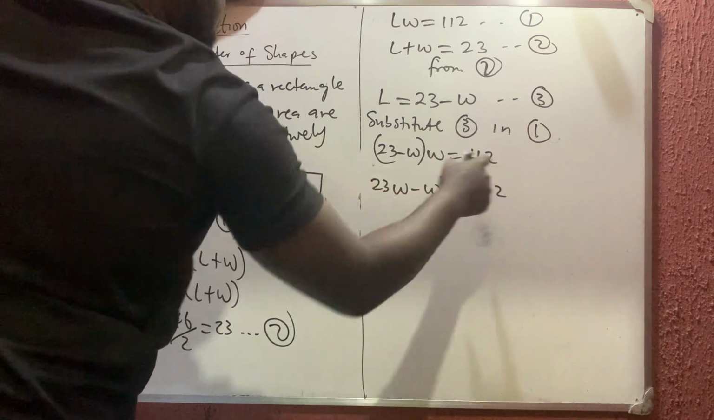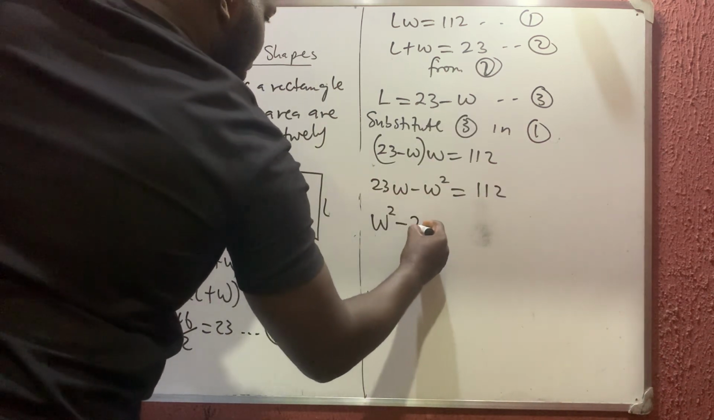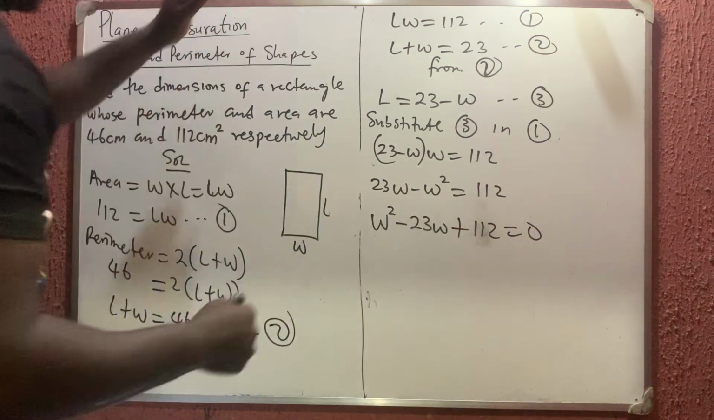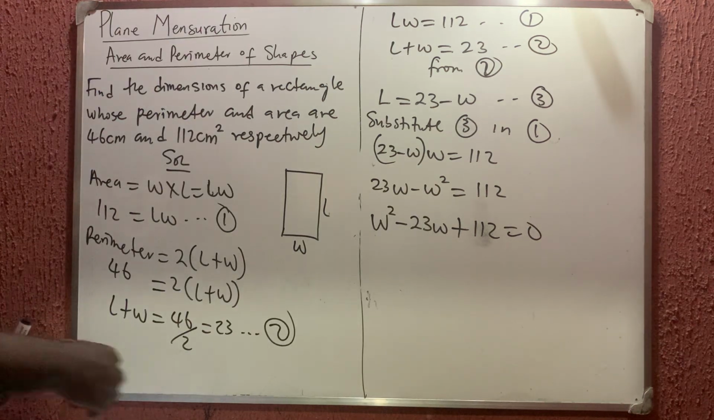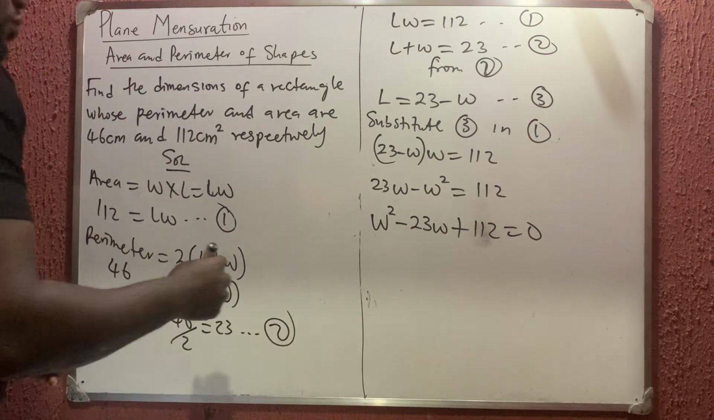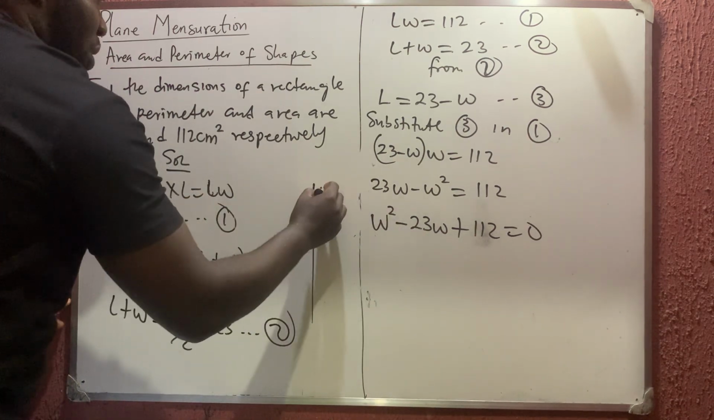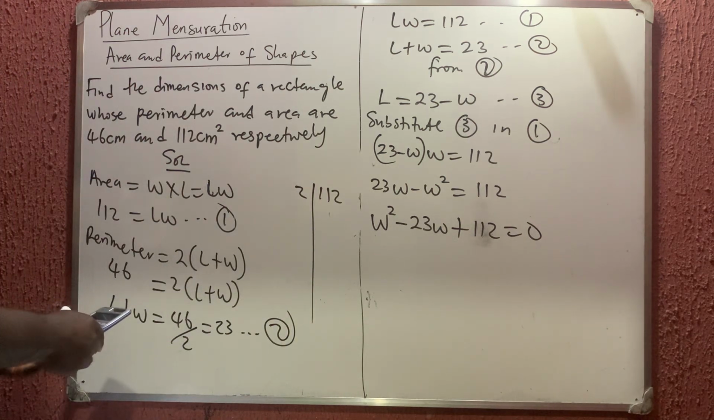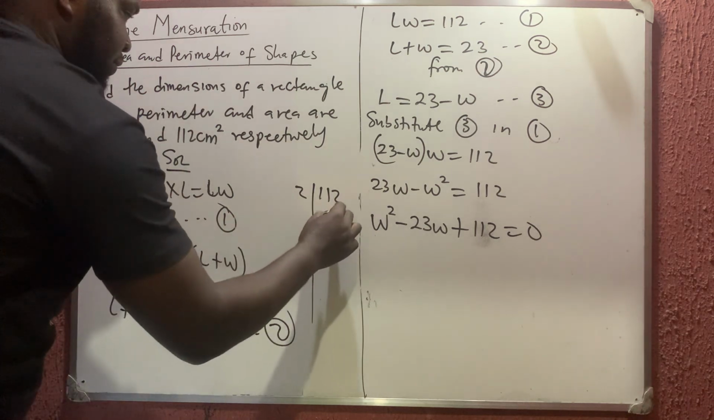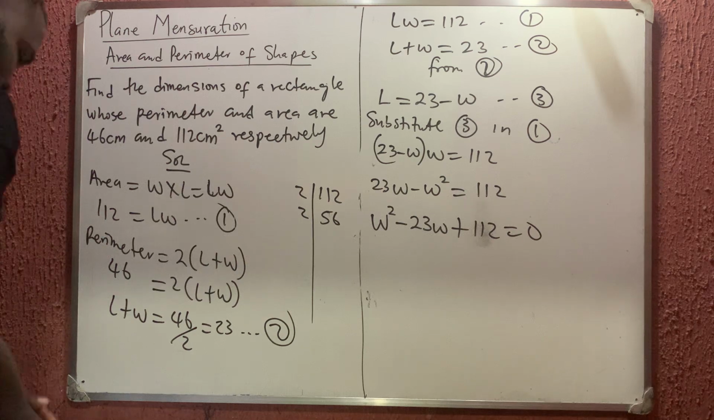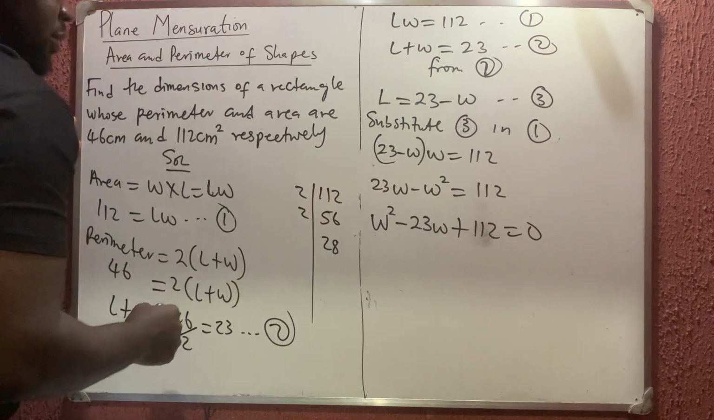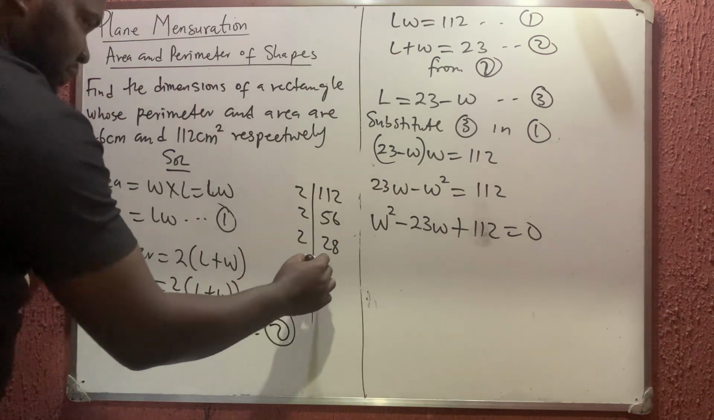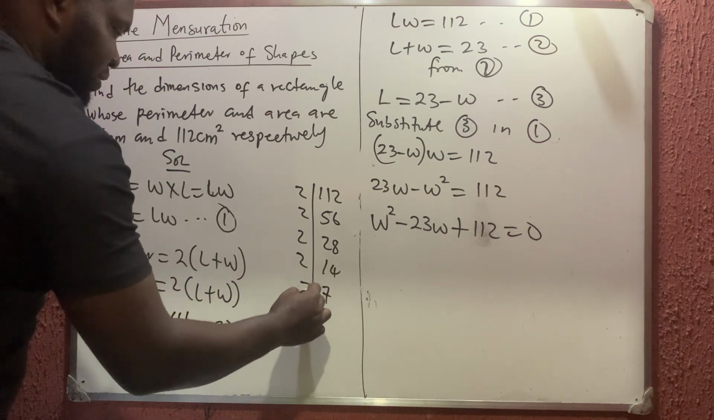So everybody coming to this side, I'm going to have W squared minus 23W plus 112 is equal to 0. So this is a quadratic equation and we can factorize. So 112, let us check the two factors of 112 that can give us 23. 112 divided by 2, I'm having 56. Divided by 2 again, 28. Again, 14. Then again, 7. Then 7, I'm going to have 1.